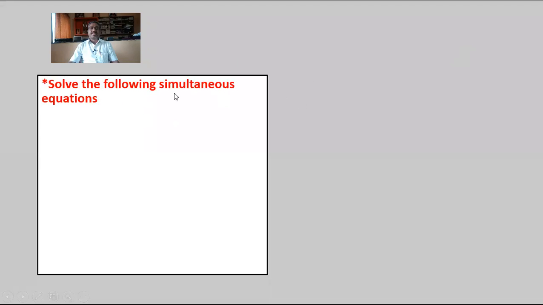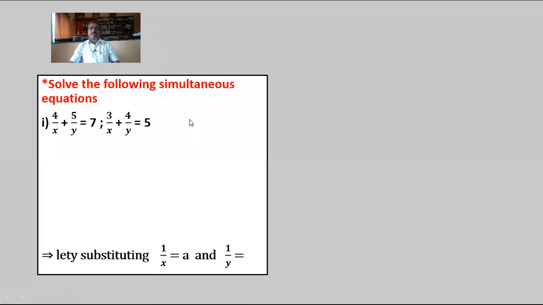Solve the following simultaneous equation. Everyone understand this equation, how to solve. First equation: 4 upon x plus 5 upon y is equal to 7. And second equation: 3 upon x plus 4 upon y is equal to 5.